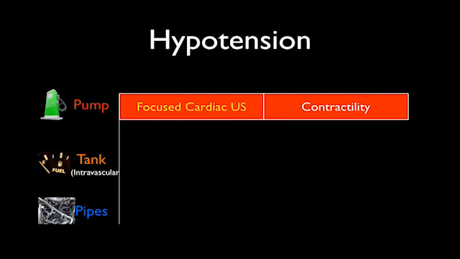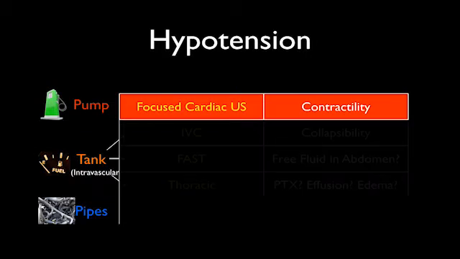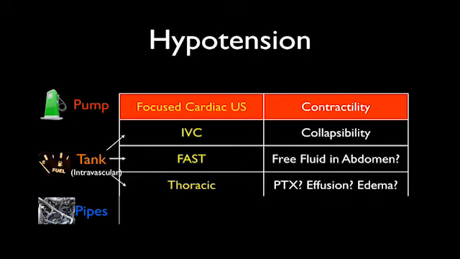It's the heart, the cardiac ultrasound, and you're looking for contractility. Is there good squeeze, yes or no? Now the tank has three components. You have the inferior vena cava, and you assess for collapsibility or respiratory variation. The FAST: are you losing fluid into your abdomen? And thoracic: are you losing fluid into your chest, such as in the case of a pneumothorax, effusion, or pulmonary edema?